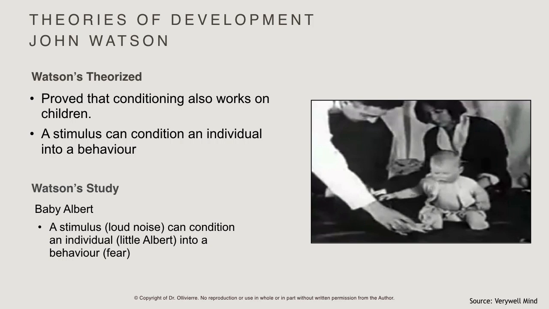The second theorist, John Watson, believed that this idea of classical conditioning would work on children. So having a stimulus, pairing it with something else, and then looking for a behavior, he believed that this would work on a child, and the child of choice was baby Albert.